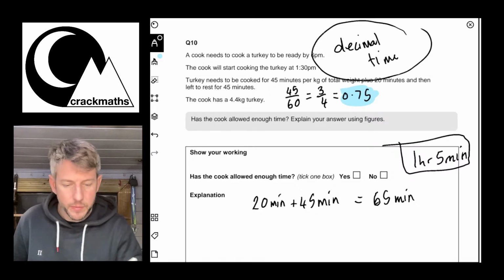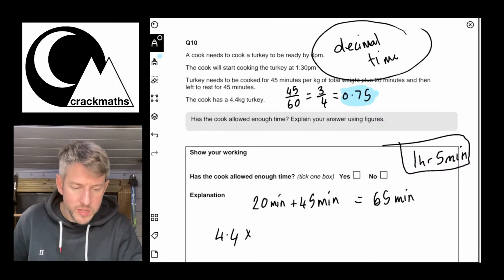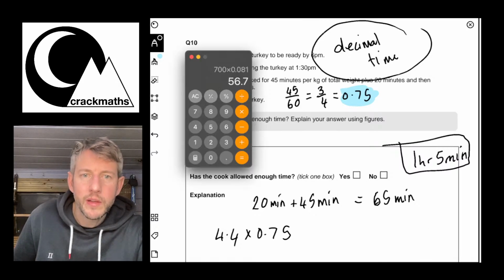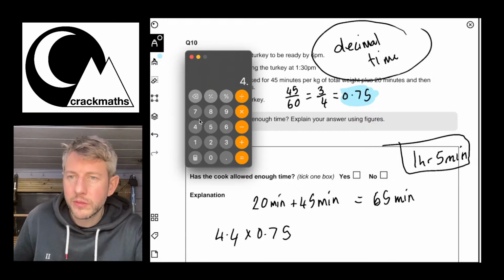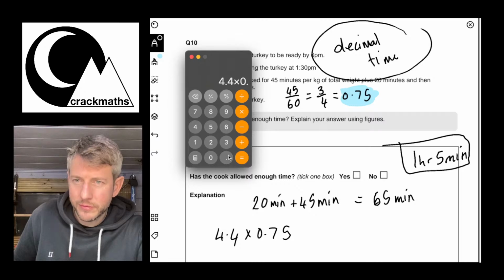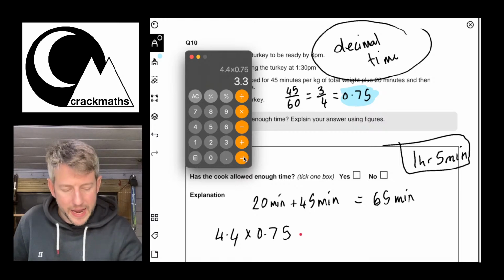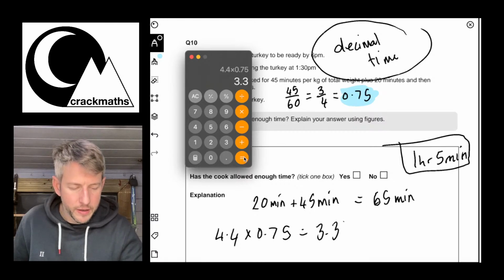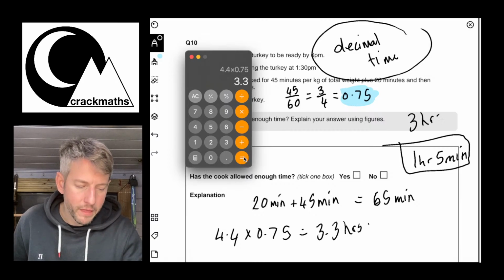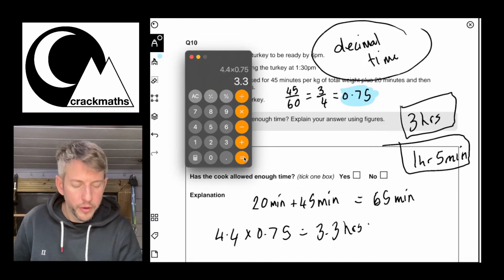So what I'm going to do here is 4.4, which is the number of kilograms we have, multiplied by 0.75. I'm going to get the calculator to do that. So here we go, 4.4 multiplied by 0.75. And this equals 3.3 hours. So I'm going to just bank the 3 hours there. So we need 1 hour 5 minutes. We need 3.3 hours. Let's work out what 0.3 of an hour is.